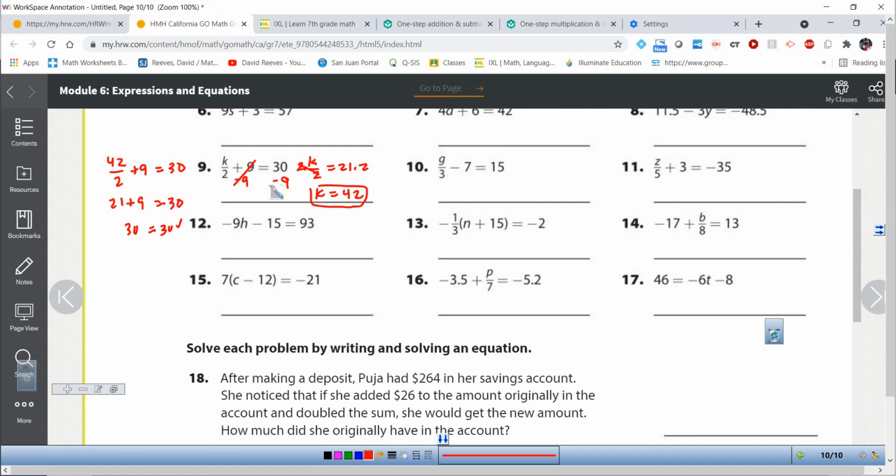makes the equation true. Okay, now I want to let you know in the future we're going to have some equations that may be more than 2 steps. For example, number 13 and number 15, depending on how you do them, might be more than 2 steps, but we'll look at that in another video.